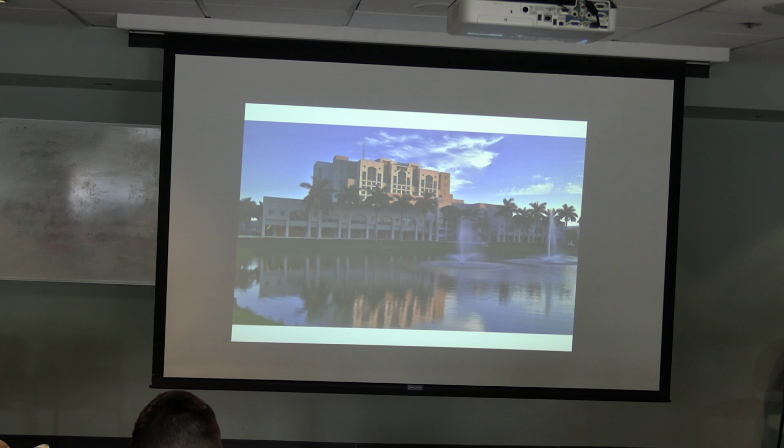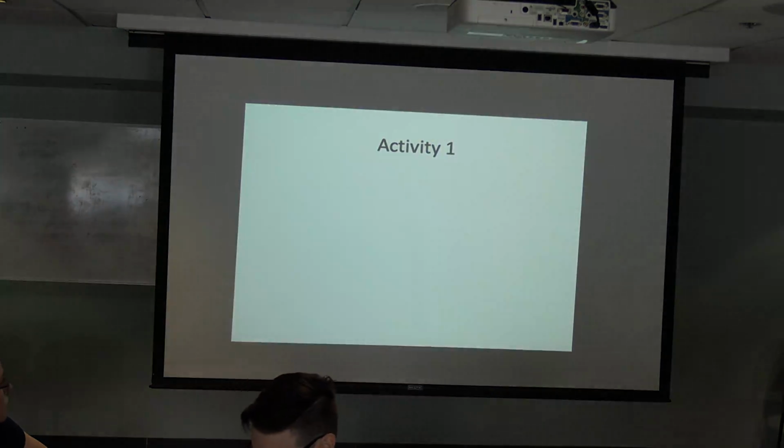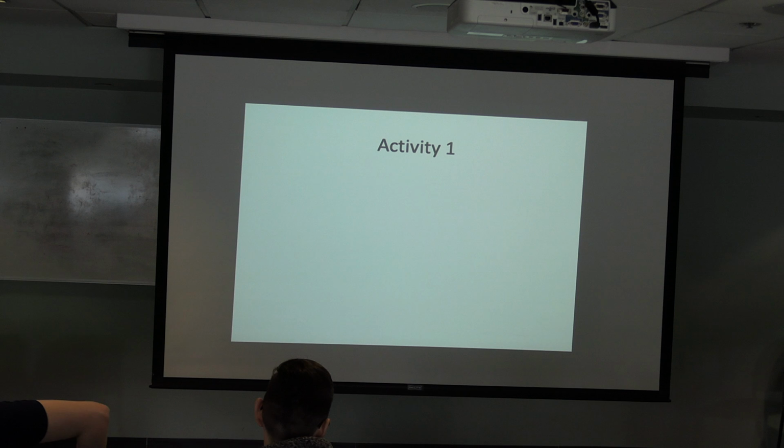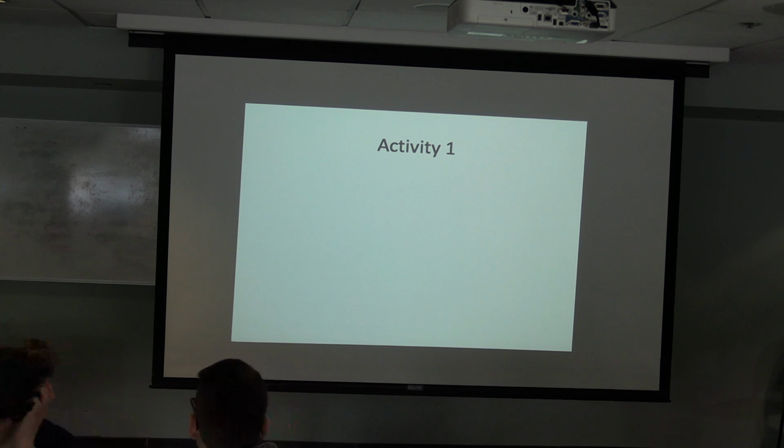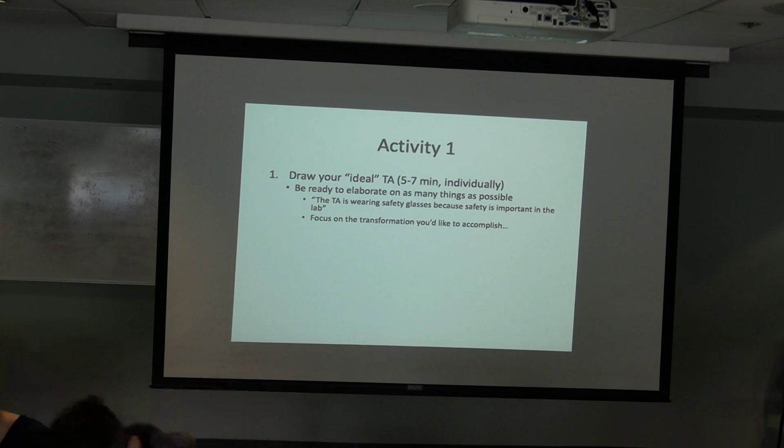What I ask, for this to be successful today, is that you play along. I'm going to ask you to do some things that are a little bit hokey, but I would just ask that you play along. We're going to jump into our first activity. You should have a sheet on your table that says workshop number 3. We're going to start on the side that has the first prompt that says draw your ideal TA. I want you to do it individually, and be ready to elaborate on as many things about your drawing as possible.